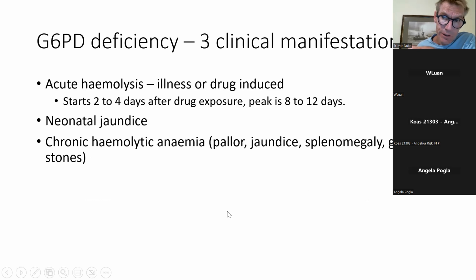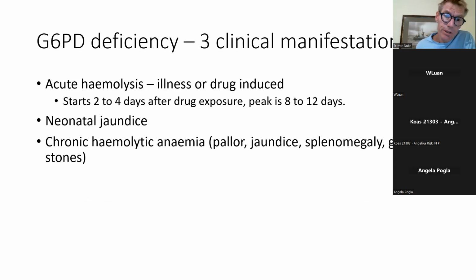And it's usually based on a clinical picture of a hemolysis that occurs 2 to 4 days after drug exposure. The peak is around about 8 to 12 days. It always goes away. So as long as the exposure has ceased, then 8 to 12 days later, the hemolysis will resolve. G6PD, if it's severe, can present with neonatal jaundice. That's one of the earliest, more severe forms of G6PD.